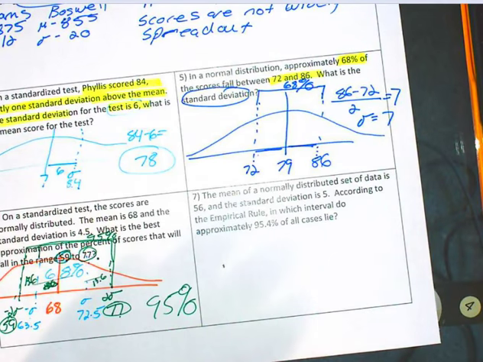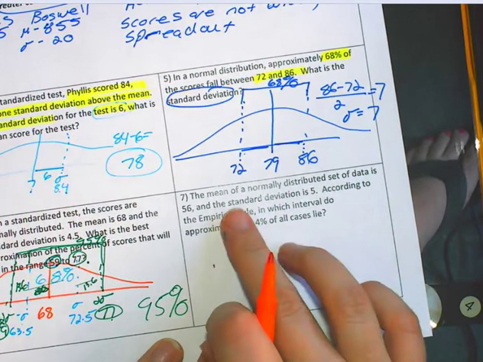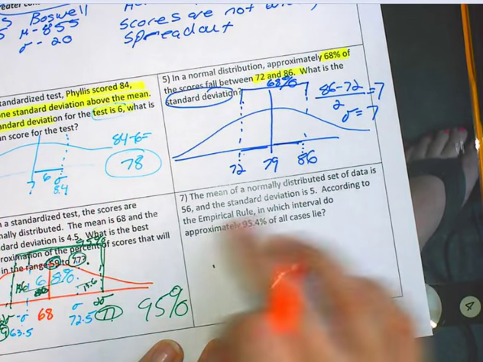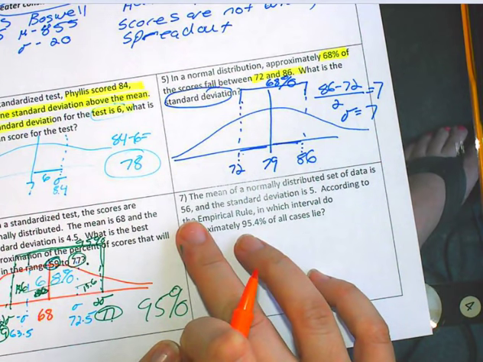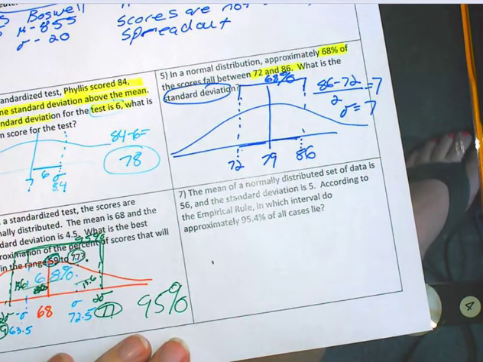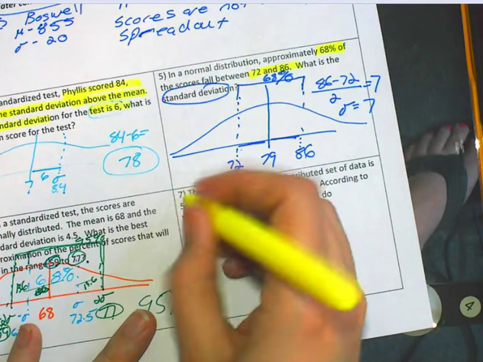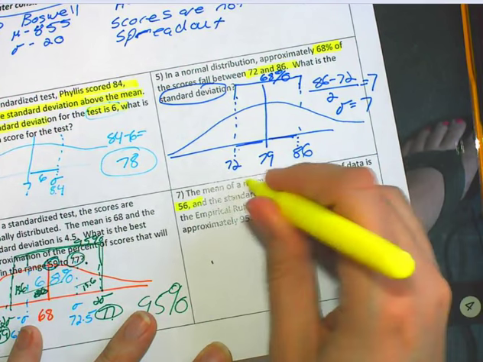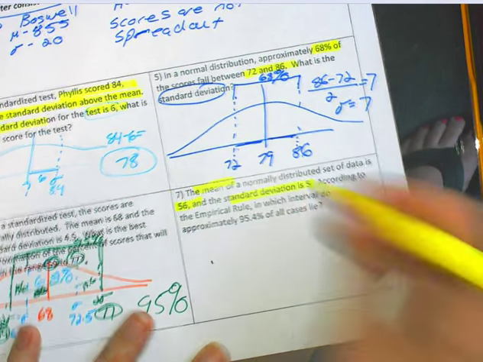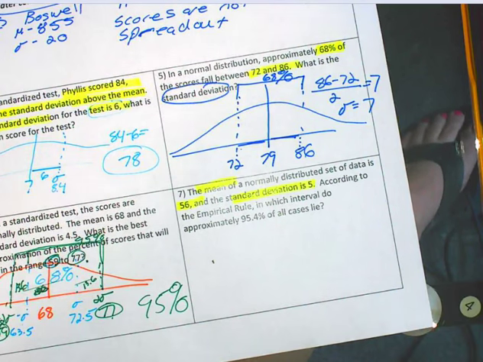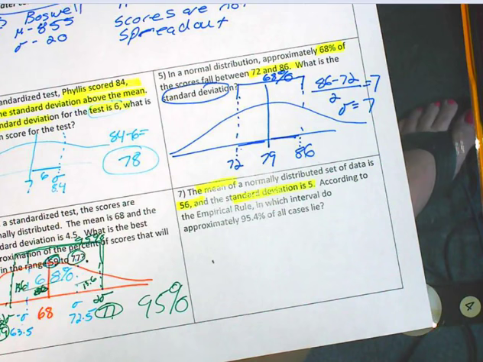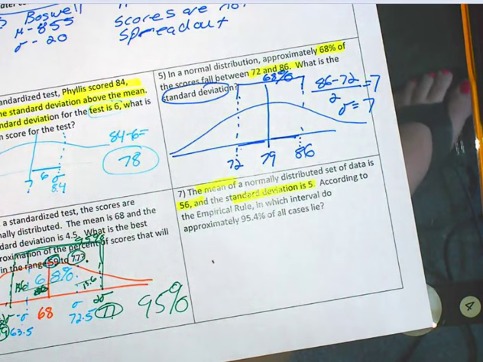All right, let's look at the next one. Okay, the mean of the normal distribution set of data is 56. The standard deviation is 5. So mean is 56. Standard deviation is 5. According to the empirical rule, in which interval do approximately 95.4% of all cases lie? So this is kind of like the opposite of the one we just did.